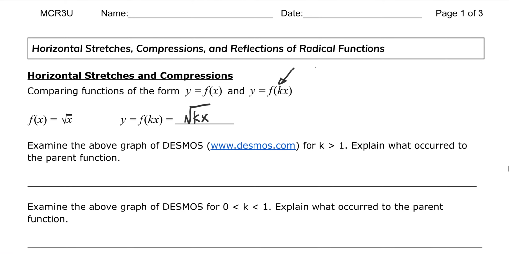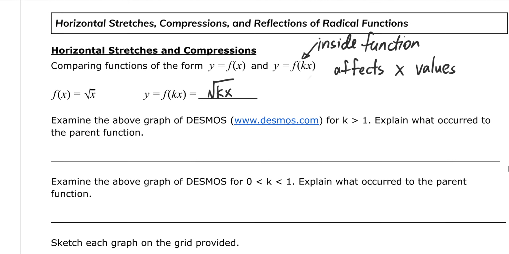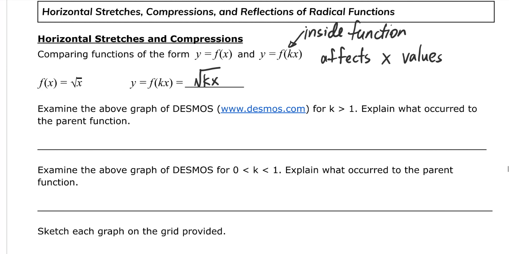And now the k is this constant value that's inside the function. And what that does to the function is that it affects the x values. Okay? Why? Because everything inside the function affects your input. Everything outside the function affects your output. So whatever affects your input will affect your x values. So let's look at the effect of what happens when we adjust the k value.